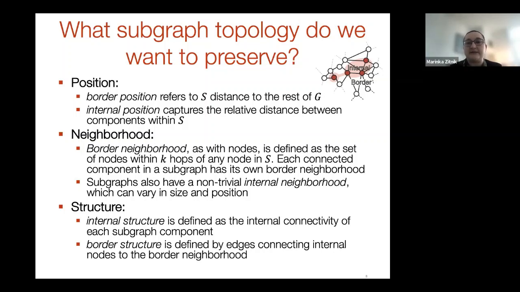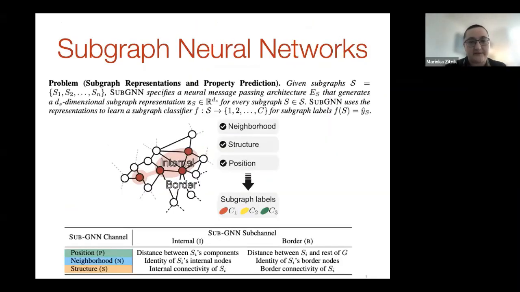Or do we see that in the bordering region of the subgraph, there are many more triangles, squares, or some other network motifs than we would expect by chance? And so that's what the structural channels would capture.